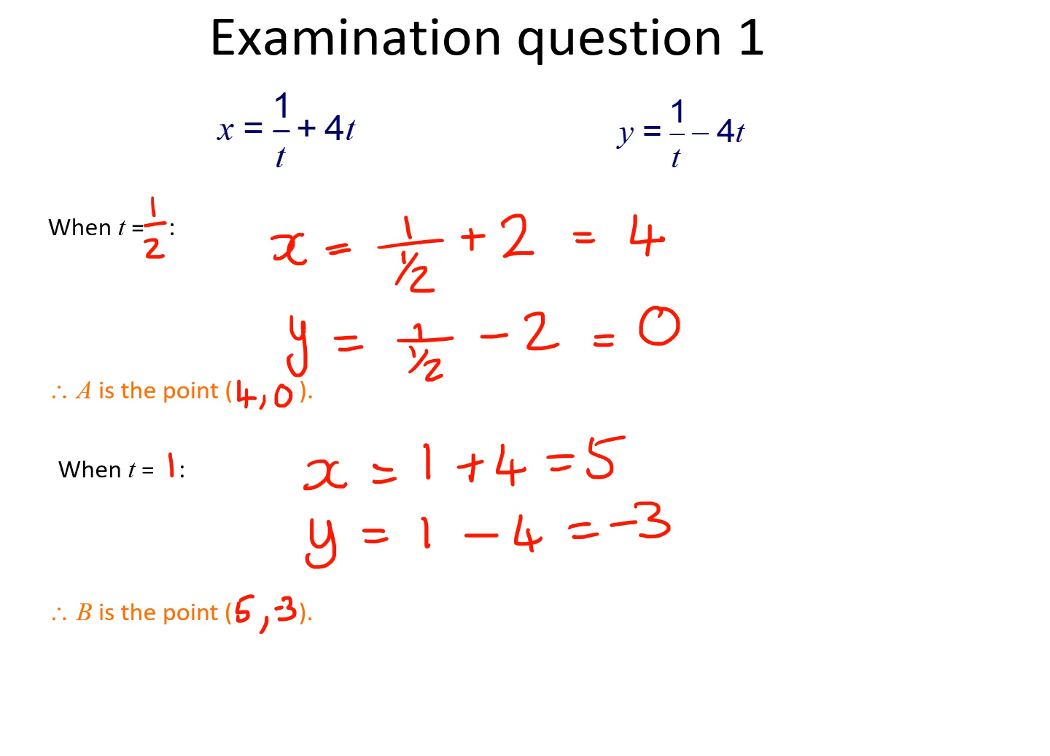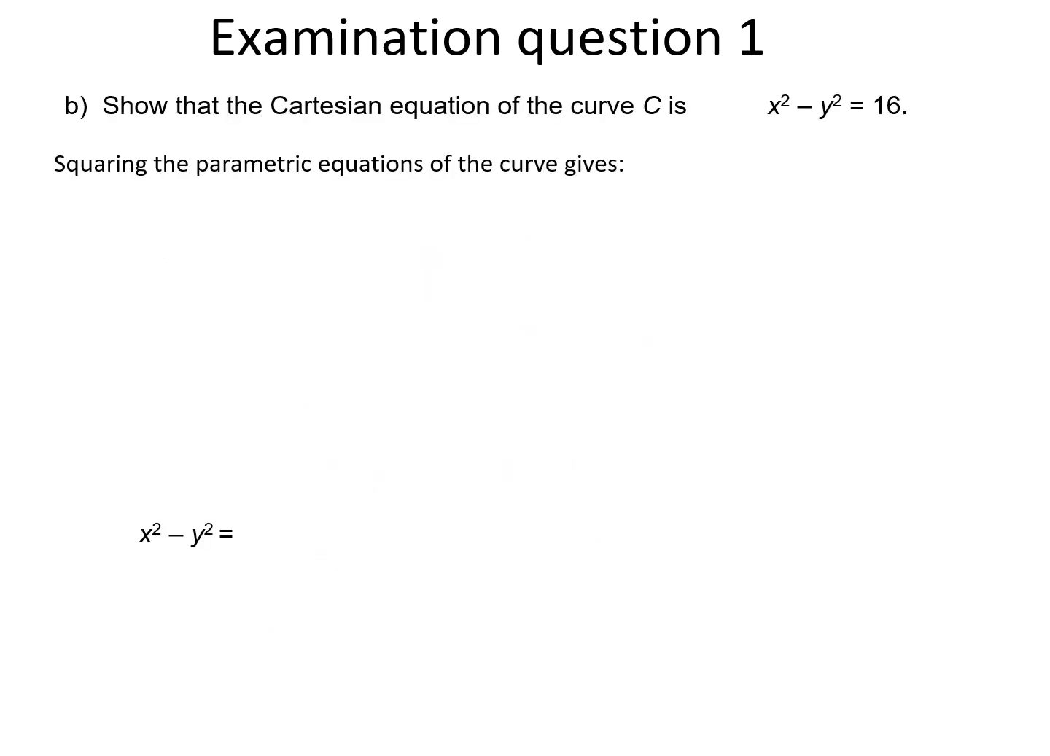Part b of the question said show the Cartesian equation of the curve is x squared minus y squared equals 16. It's a show, you don't have to derive. What we can do here is just sub in x and y and see if it gets us 16, the right hand side of that equation. If it does, super. If it doesn't, we all go home disappointed.